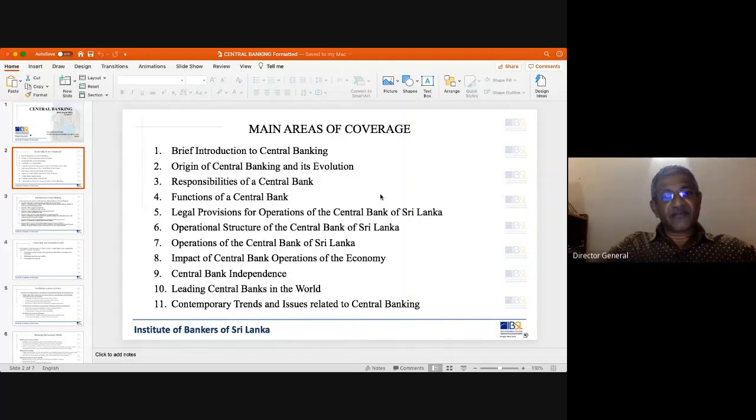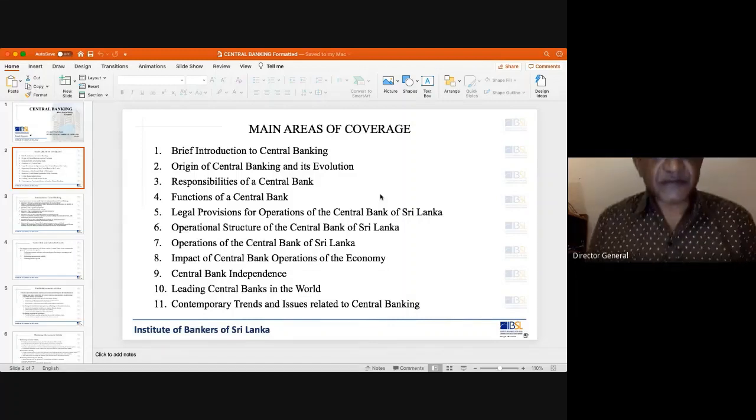There are legal provisions for the core functions of the central bank, and also for some other functions. To perform those functions also, the central bank has to follow legal provisions enacted in the parliament.